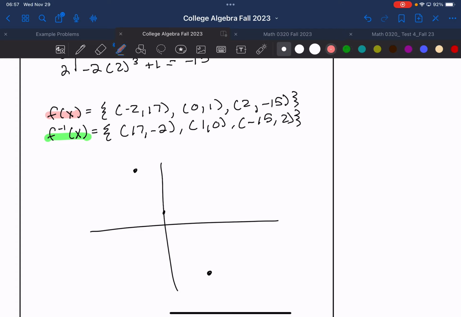Okay, and remember this function is cubic, so we're going to have a couple curves in there, so just keep that in mind when you're drawing your graph. Think back to when we learned about all the parent functions of each of the common functions. And then I'm going to plot my inverse. Let's see, 17, 2.